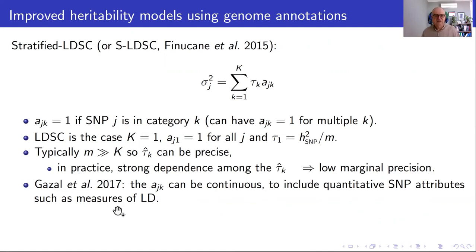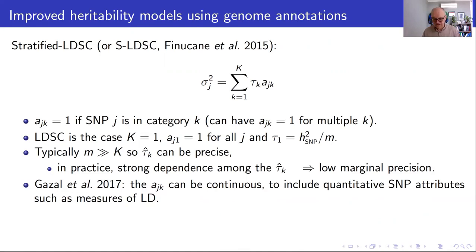and I'll mention that in a moment. And I also mentioned another step forward in 2017 from the Boston group, that rather than just have binary indicators of whether you're in or out of a category, you can have a continuous variable describing, for example, LD properties of the SNP.